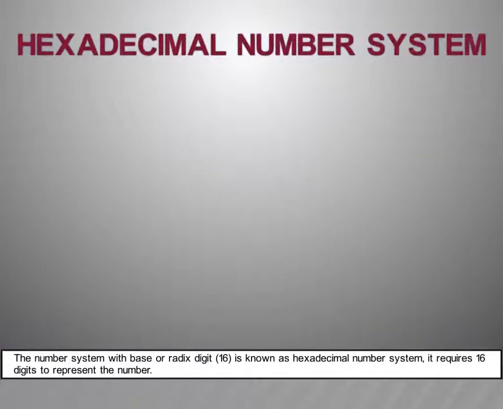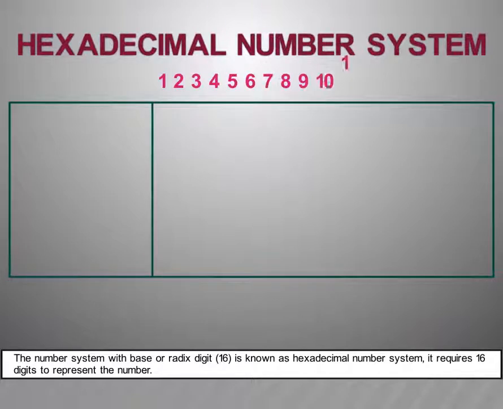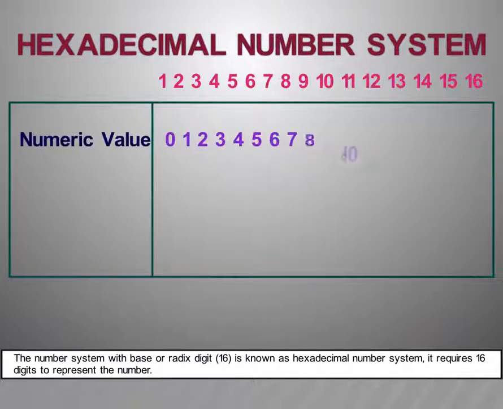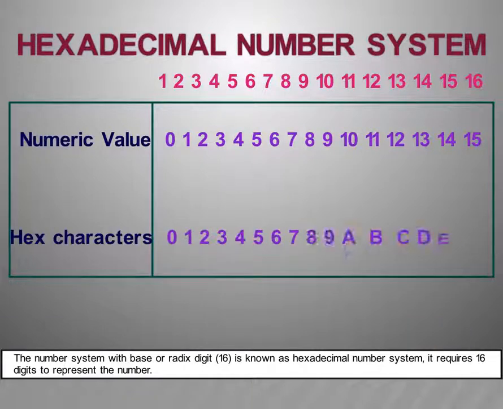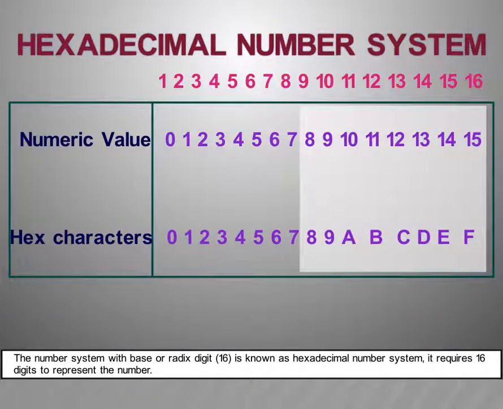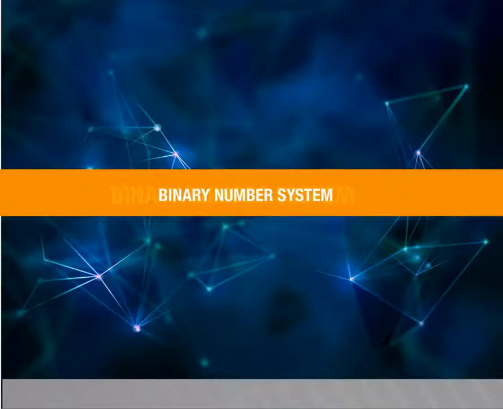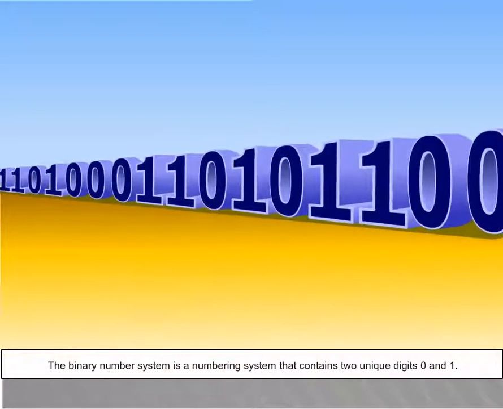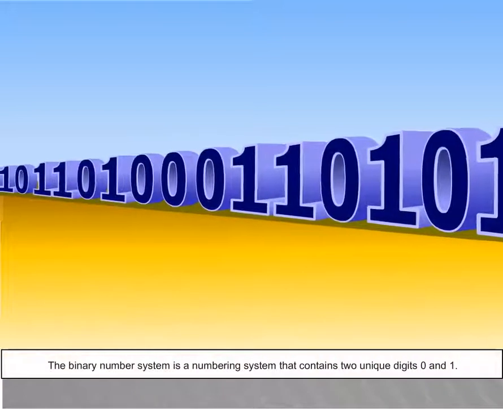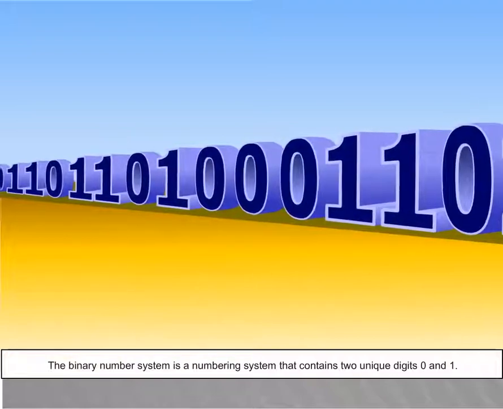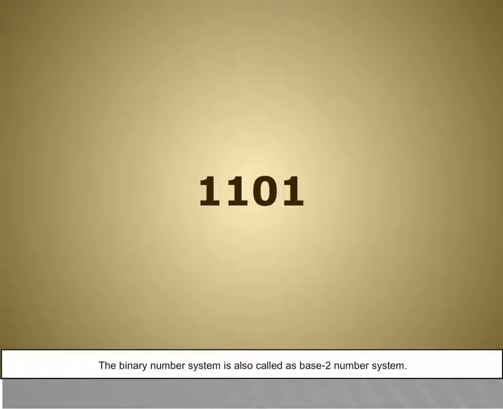Hexadecimal number system. The number system with base or radix 16 is known as hexadecimal number system. It requires 16 digits to represent the number. Binary number system. Now we are going to see about binary number system. Binary number system is a numbering system that contains two unique digits, 0 and 1. The binary number system is also called base 2 number system.